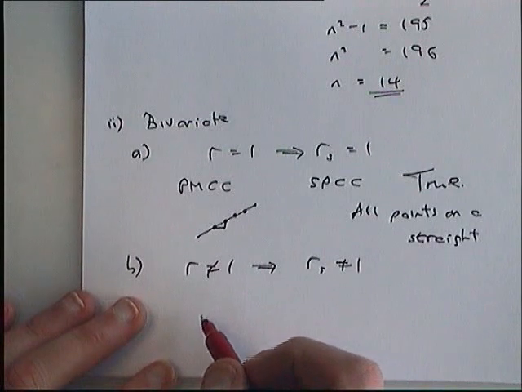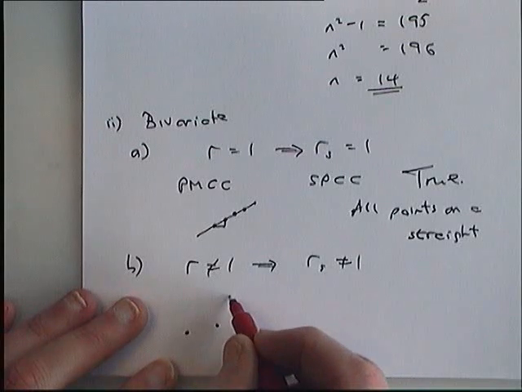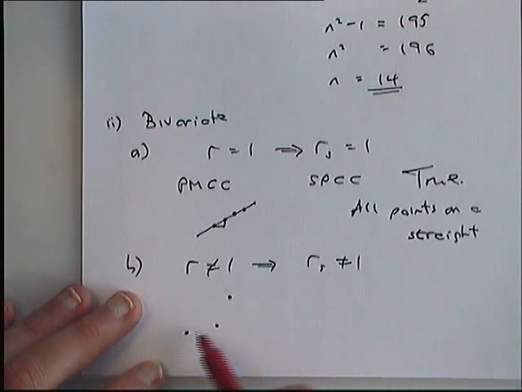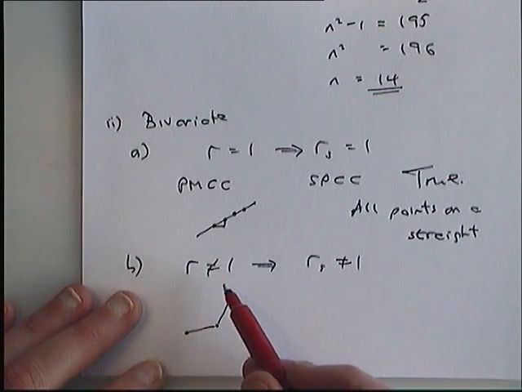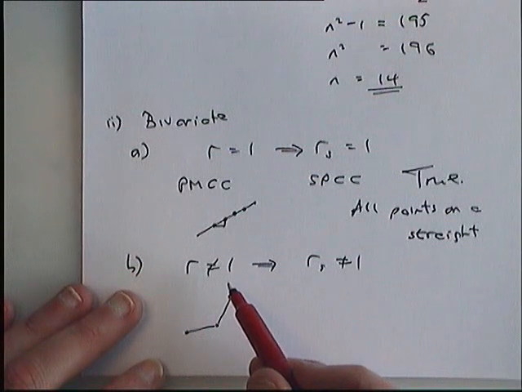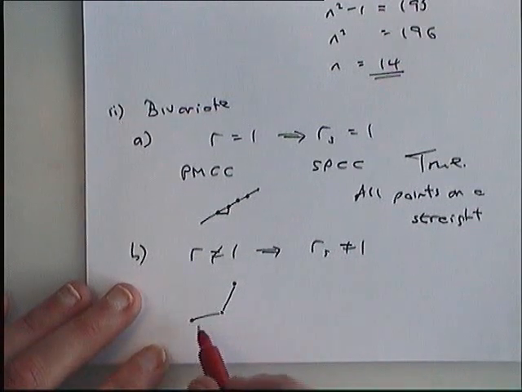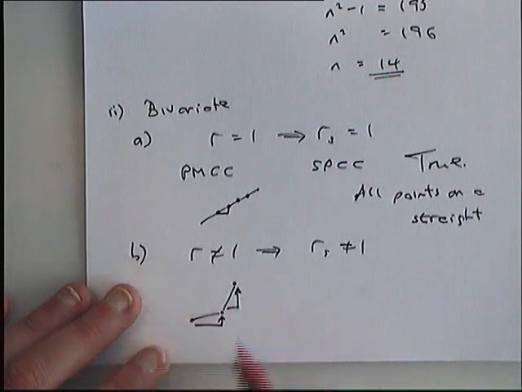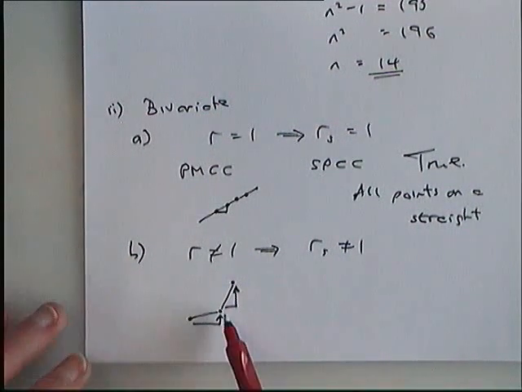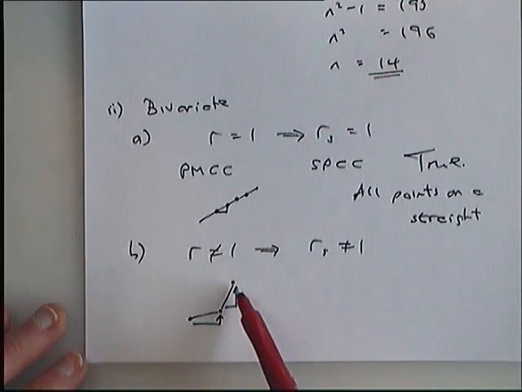And the answer is no. These 3 points here, which clearly aren't in a straight line, you would not have r equals 1. Product moment correlation coefficient is not 1. But for the Spearman's rank one, it would be. As long as for Spearman's rank, to get from one point to the next, you go right and up, then the ranks are agreeing. This rank is bigger than this rank in the x direction and the y direction. This rank is bigger than that rank in that direction and that direction.